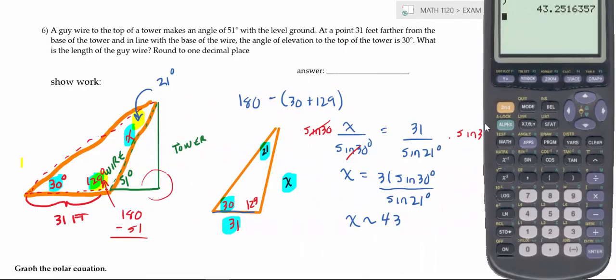43.25. We're supposed to round this to 1 decimal, so let's round that up to 43.3 feet, which would be the length of the wire. Okay, so that's a law of sines problem.